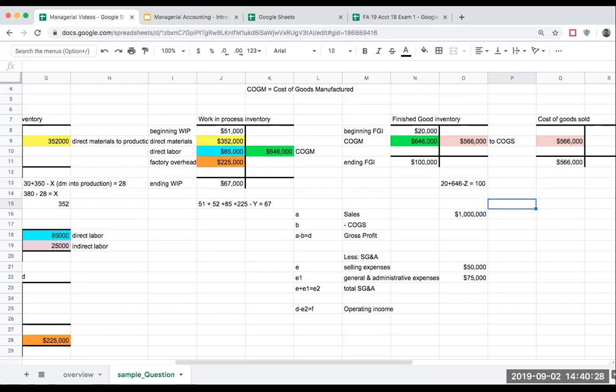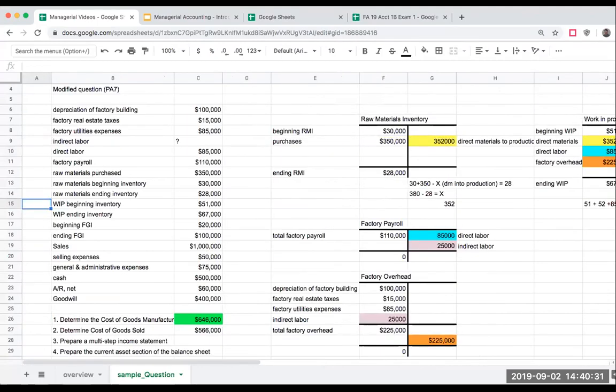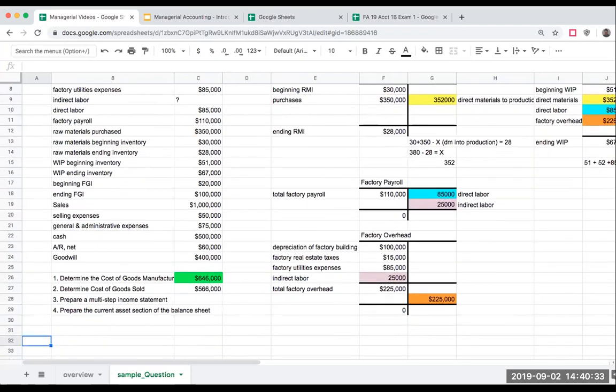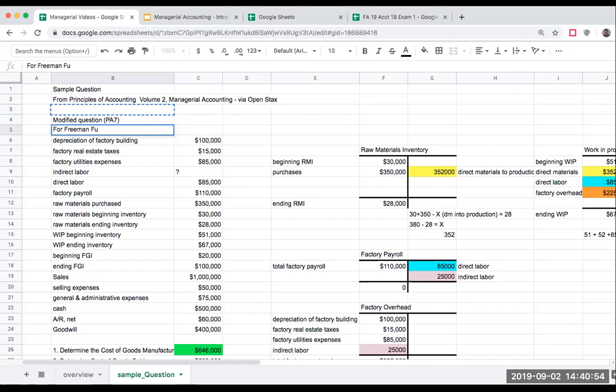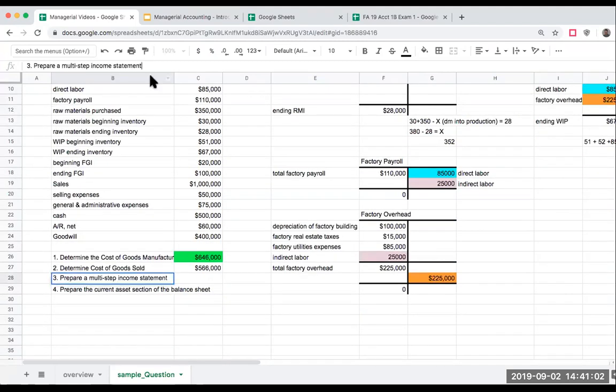Okay, the next question is I'm going to have to go through and do a multi-step income statement, and it would help if I gave you the name of the company and the period ended. So we're going to call this Freeman Furnishings. Let's call this here multi-step income statement for the year ended 12/31/20.